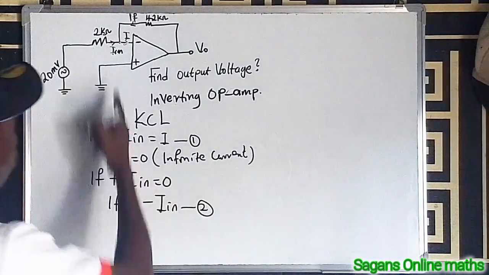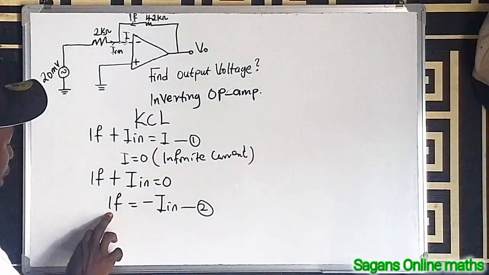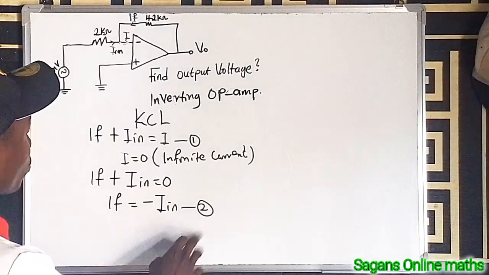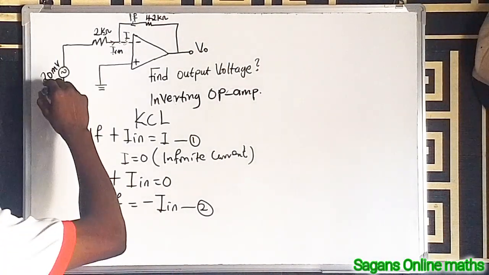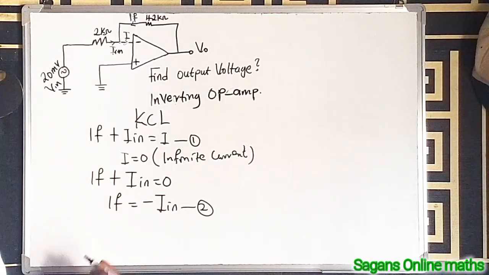That means there's no current flow into the terminal, right? The pin. So at this point where IF is equal to minus I in, this is equation 2. Then from the input, don't forget that this is your V in, which is your input voltage, right?